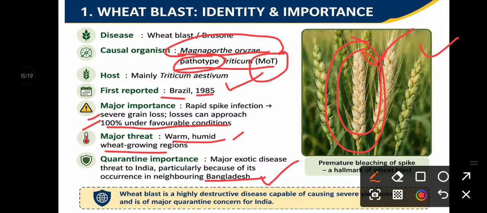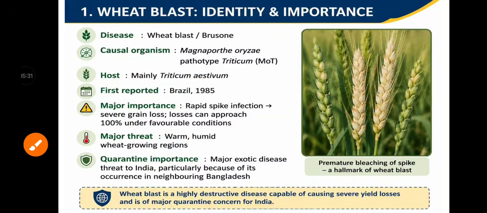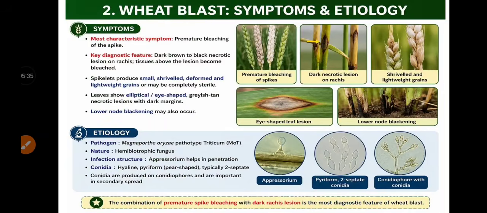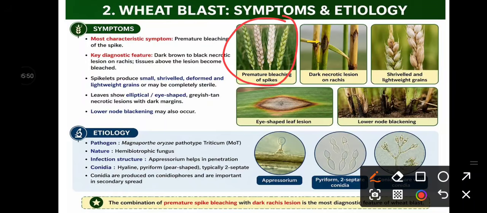See, this type of discoloration is seen after maturity when plants start drying, when the grains are mature, but here we will get premature bleaching of the spike. So let's discuss the disease in detail; this was just brief. First, the symptoms. The most important characteristic symptom for wheat blast is premature bleaching of the spike. In this photo you can clearly see premature bleaching of the spike.